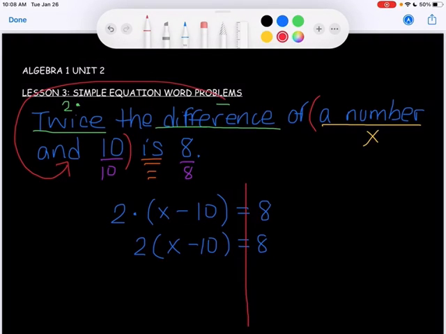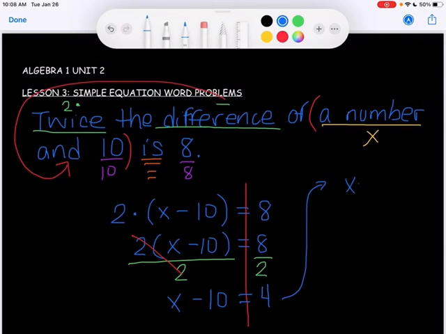You could do it a couple different ways. We could distribute the 2, but I think it's easier to just go ahead and divide by 2 here. Because it's 2 times that whole quantity, I can divide both sides by 2 to cancel that out. And then I'm left with just the x minus 10 on the left-hand side, which I can take out of the parentheses now because there's nothing else going on. And 8 divided by 2 is 4. Okay, we're almost done. So we've got x minus 10 equals 4.